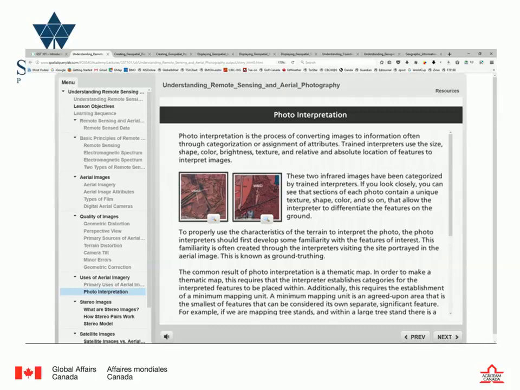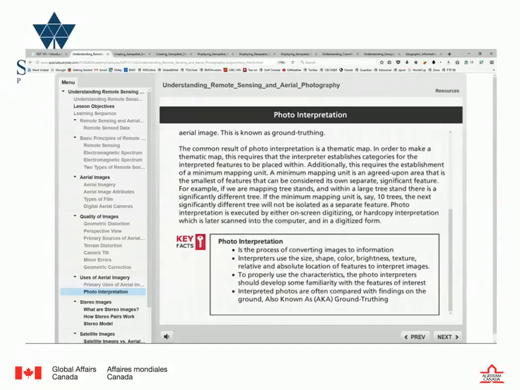Photo interpretation. So photo interpretation is you taking the images and you're trying to generate information out of it. You may interpret, try to find out the rivers or the creeks or the valley bottom, right, with the photos. So that's photo interpretation.